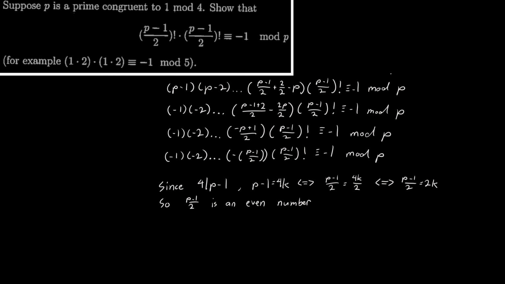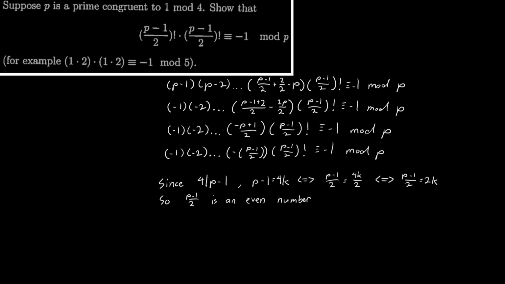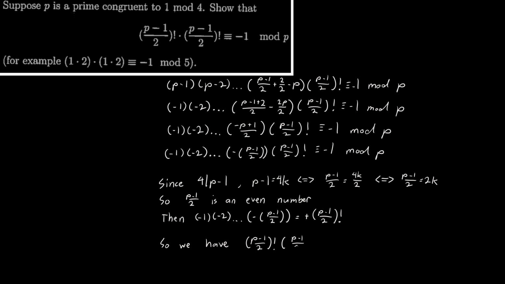So that means if we list all the numbers from 1 to (p-1)/2, we'll have an even amount of those numbers. So we're going to have an even amount of these negative ones. So -1 times -2 times all the way up to -(p-1)/2 will equal positive ((p-1)/2)!. And so then we have ((p-1)/2)! times ((p-1)/2)! is the same as -1 mod p.